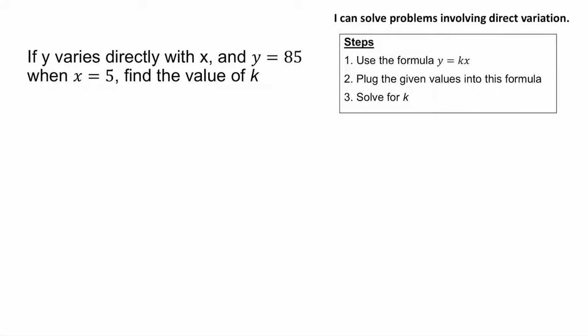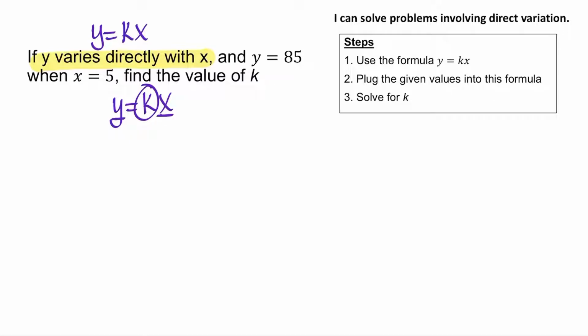So let's try some problems. If y varies directly with x and y equals 85 when x equals 5, find the value of k. This phrase right here, y varies directly with x, is super important when we're solving these problems. Anytime you see that, that means we're going to be using the equation y equals kx. We need to find the value of k, so we have y equals kx. We're given a value of y and a value of x. We can use those to solve for k.